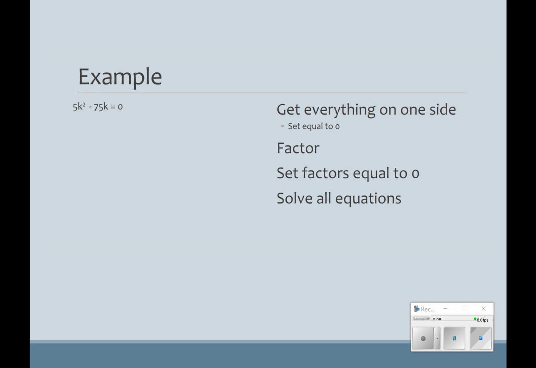Another example. Here it looks like I've got a common factor of 5k, so I'm going to factor out my common factor. You guys forget to look for this all the time. Look for it, okay? So I'm going to divide everything by 5k, and I'm going to get k minus 25 equals 0. This is factored, okay? So I'm going to set each of my factors equal to 0 and solve those resulting equations.